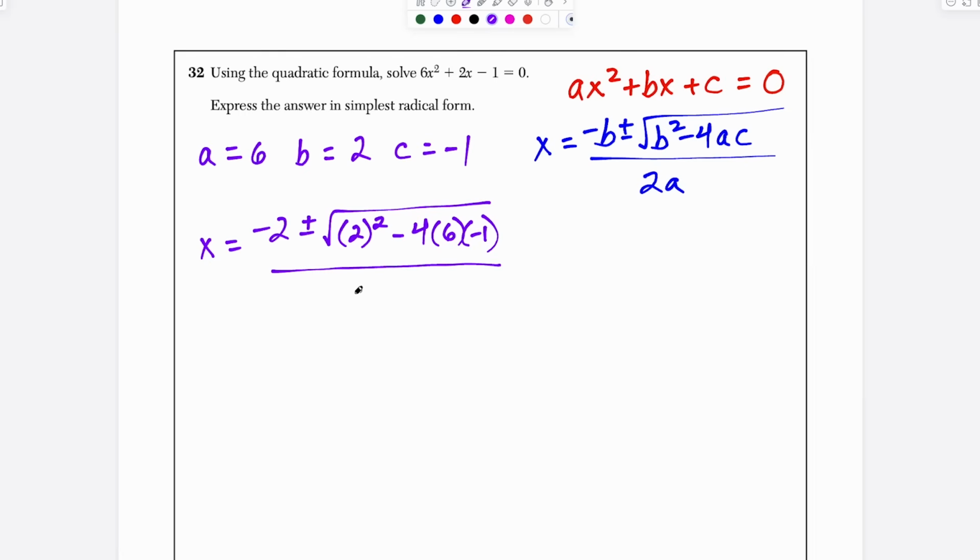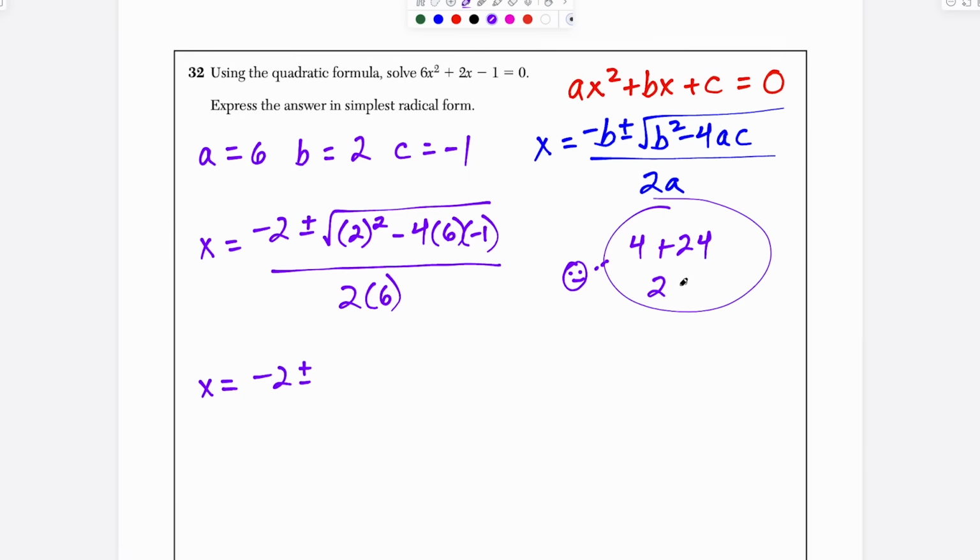And this is all over 2 times a, and a is equal to 6. So now we just start simplifying. If we plug into the formula correctly, we get 1 out of 4 points. But then from here, we have -2 plus or minus. And for this part, we could use a calculator, or we could just work out the math in our heads. We have 2 squared is 4. But then we have -4 times 6 is -24. And -24 times -1 is +24. So we have 4 plus 24, which is 28. So we have the square root of 28. And then this is all over 12. But the question did say to express the answer in simplest radical form. So if we stop here, we only have 2 out of 4 points.